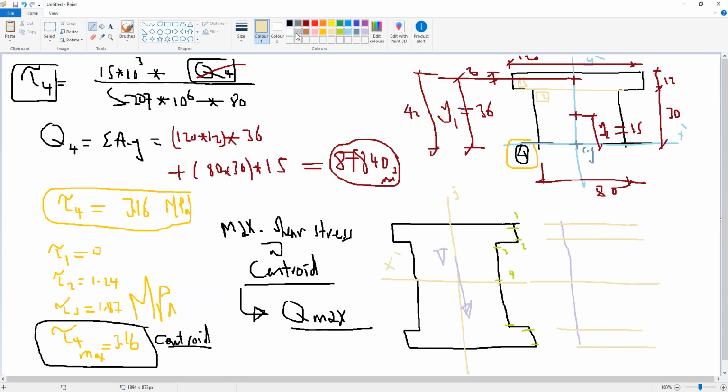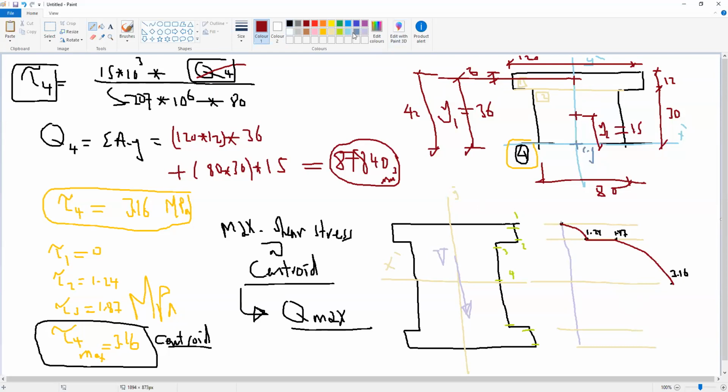And now we can put the values we got. At 1, the shear stress was 0. At 2, the shear stress was 1.24. At 3, the shear stress was 1.87. At 4, the shear stress was 3.16. And now we can connect these values together. From 1 to 2, we will connect with a parabola. From 2 to 3, because they are on the same line, we will connect with a straight line. From 3 to 4, we will connect again with a parabola.